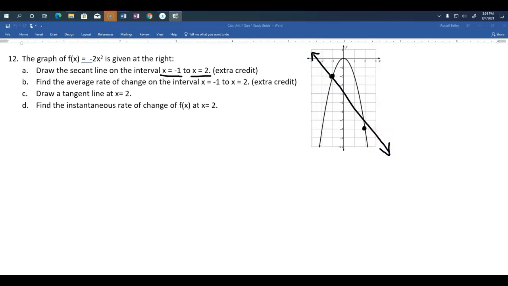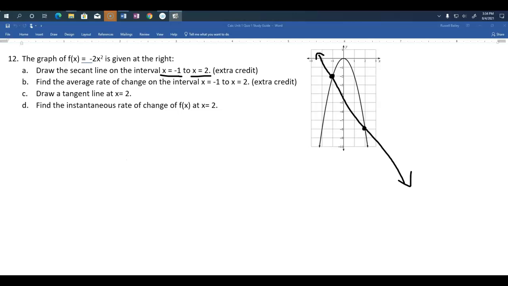A secant line is a line that goes through 2 points on your graph. I should probably make it actually touch both dots, though. I'm missing it. There we go. A little bit better, a little more crooked, but who cares? All right, so there's a secant line. So that would be one extra credit point you can get.